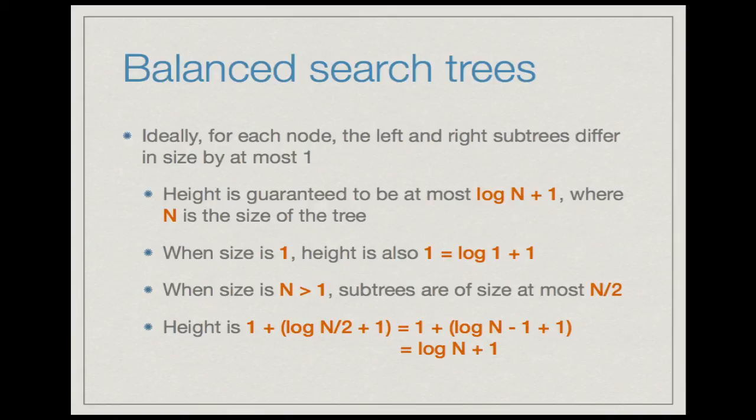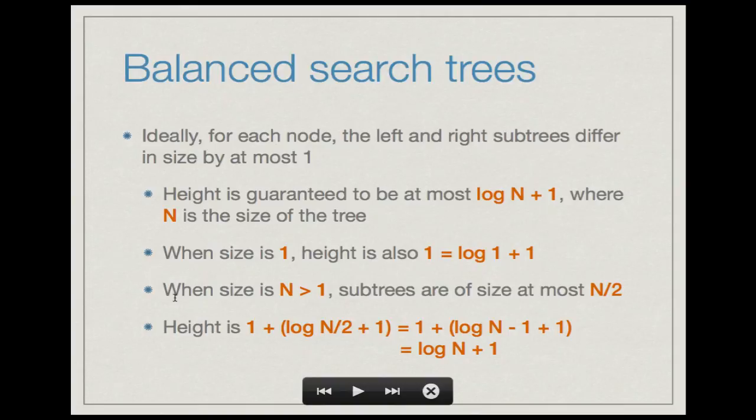Ideally, we want that for each node, the left and right subtrees differ in size by at most 1. If we maintain this property, then the height of the tree is guaranteed to be at most log n plus 1, where n is the size of the tree. The proof is as follows. When the size of the tree is 1, the height is also 1, which is the same as log 1 plus 1.